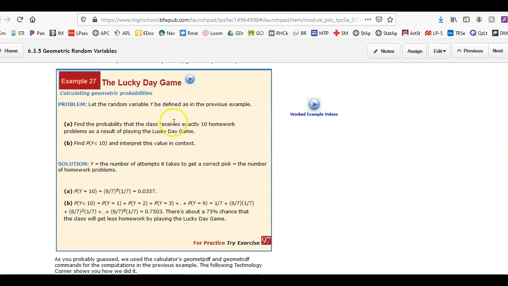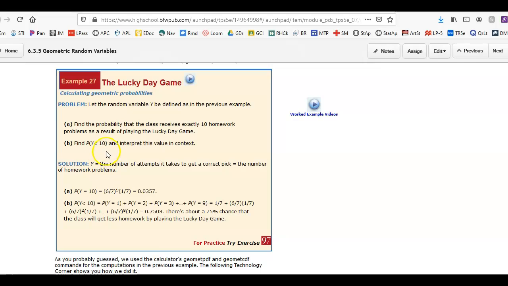So let's take a look here. What's the probability that the class receives exactly 10 homework problems as a result of playing the lucky day game? So that means the first 9 times they guess wrong, and then the 10th time they guess correctly. So it's the number of attempts it takes to get a correct pick. So this is the probability of failure. We want 9 failures, and we want that first success on the 10th event. So you get 0.0357.